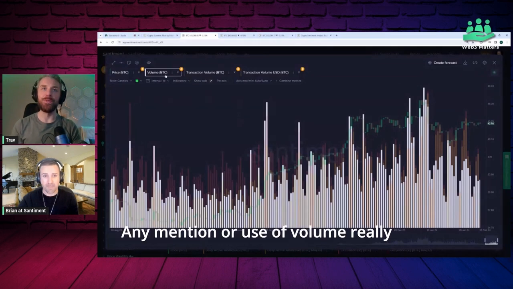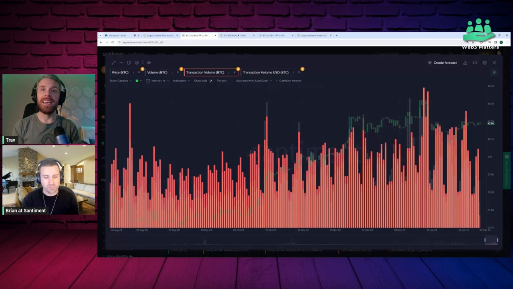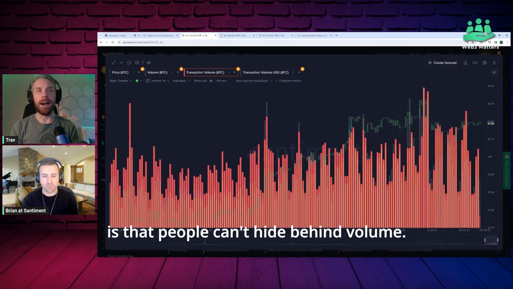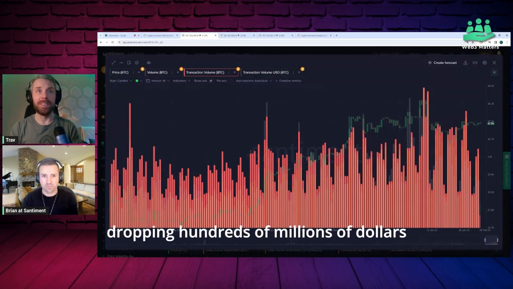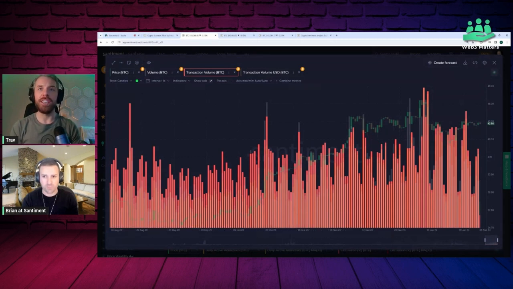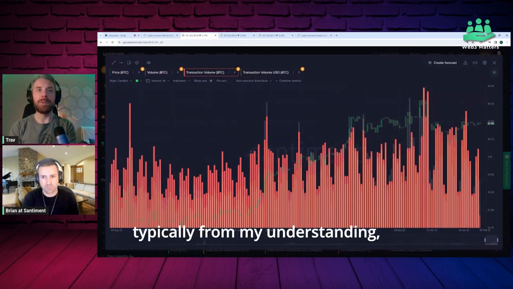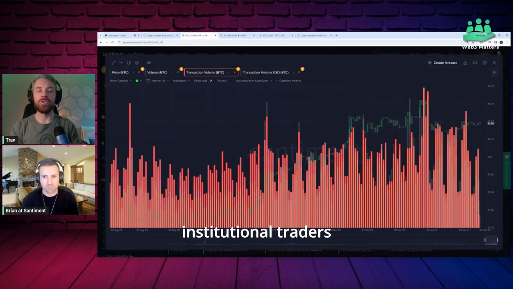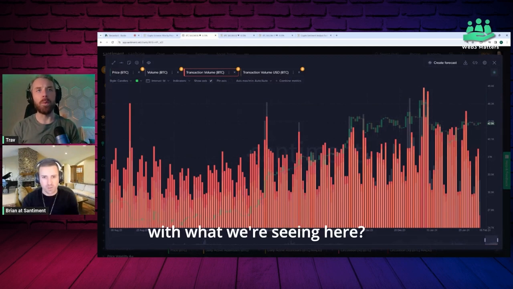Fantastic. Any mention or use of volume really activates my brain here and gets me excited. The one thing, and correct me if I'm wrong, and I'm curious on your interpretation of this as well, is that the one thing about volume that I personally value is that people can't hide behind volume. And when it comes to big players dropping hundreds of millions of dollars in any sort of position, that's going to show up in this metric. And often, when you see massive volume on tops or bottoms, from my understanding, that's these massive institutional traders actually buying the bottom or dumping at the top. Does that sort of correlate with what we're seeing here?